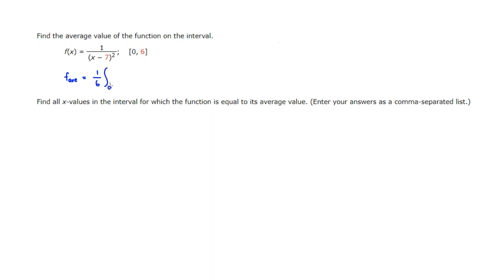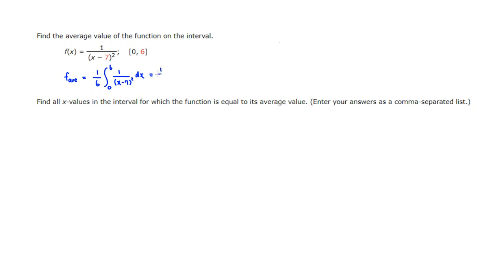So integrate from 0 to 6, 1 over quantity x minus 7 squared with respect to x. Then let's evaluate this. It looks like the derivative of x minus 7 is 1, so we can just go ahead and use the general power rule. We can take the antiderivative.